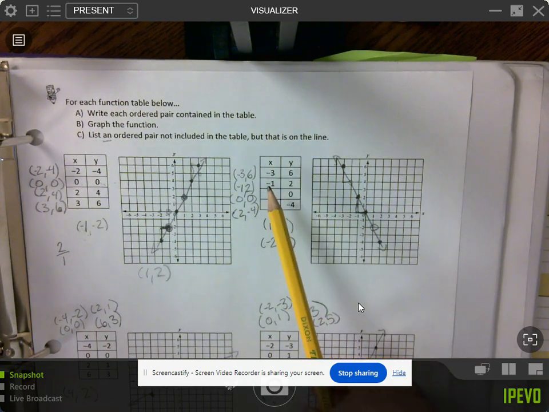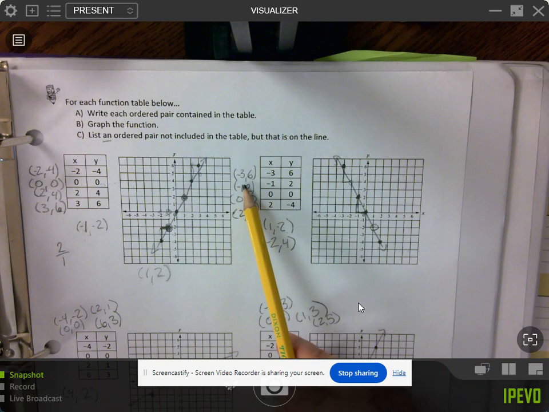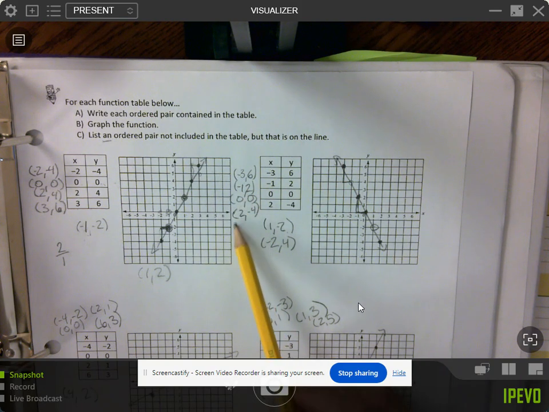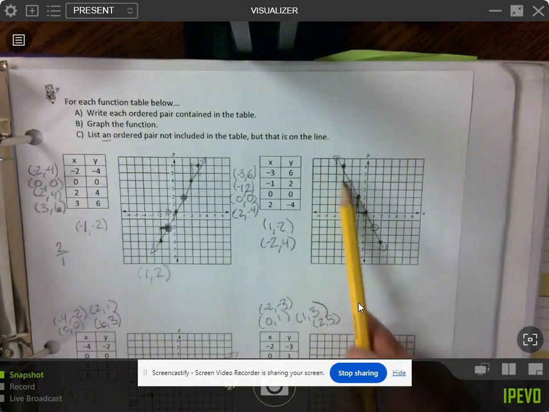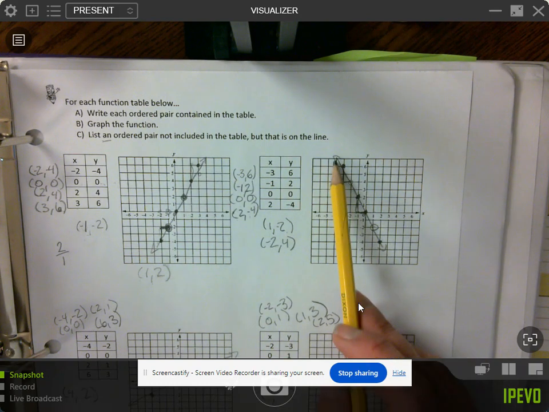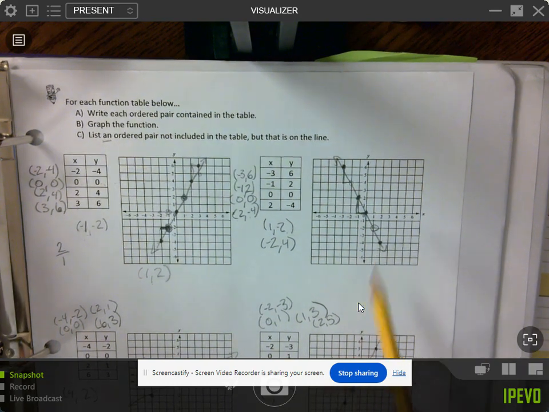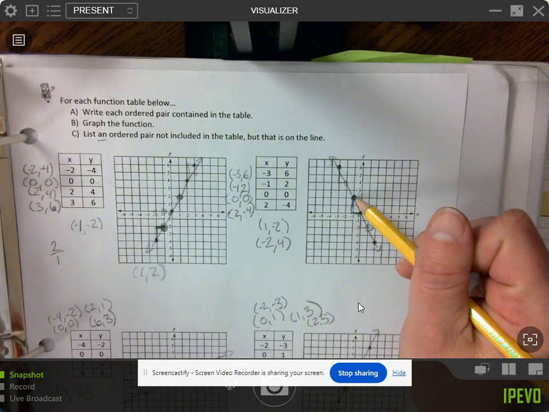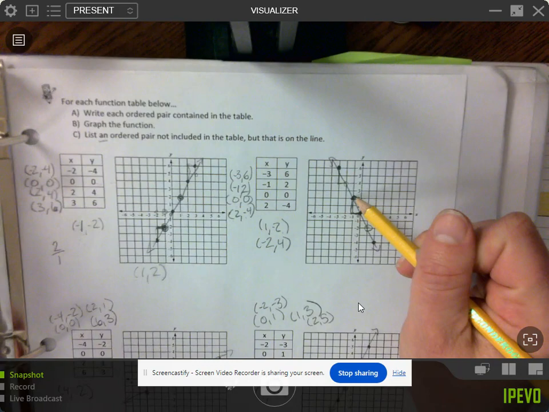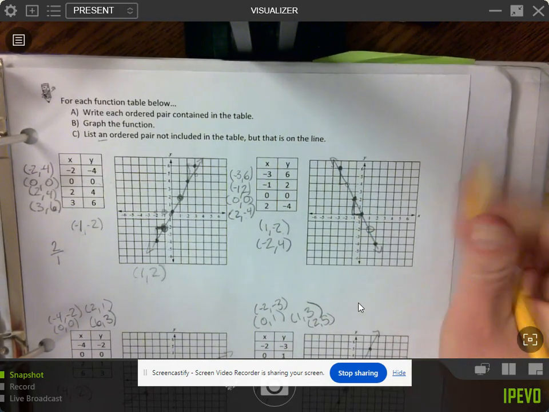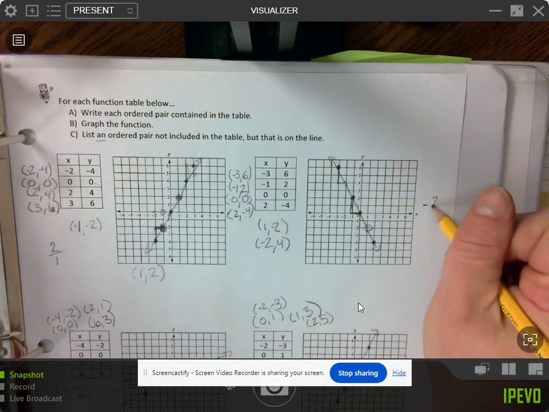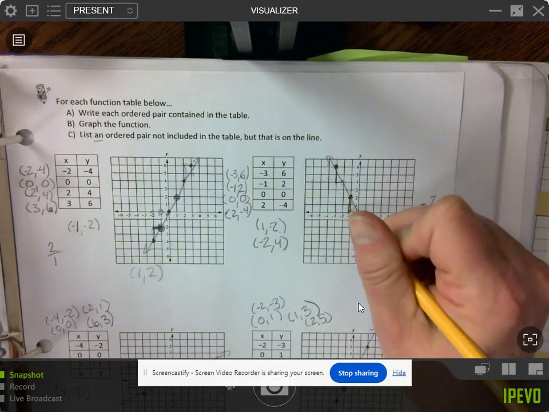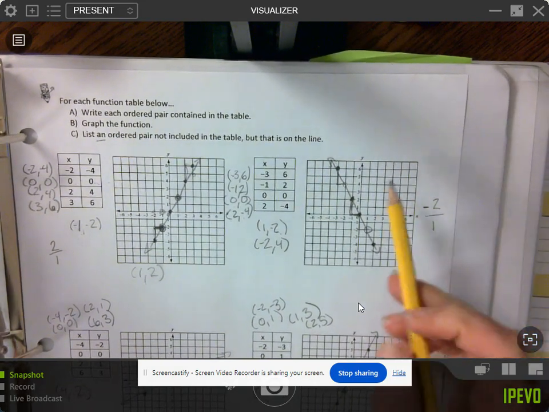All right. For our second graph, our ordered pairs are -3, 6, -1, 2, 0, 0, 2, -4. Then I graph my line. It looks like this. I'm going to find my slope. I'm going to go from one ordered pair to the next. So I could go down 2 over 1. So it would be a -2 over 1 because I went down. So -2 over 1 is my slope.